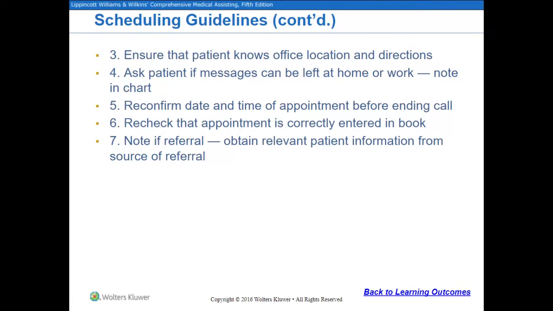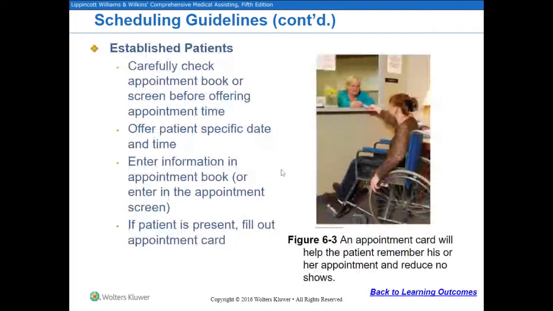Why? Because if we don't and that patient is seen, that insurance company may deny that claim, okay? And that means that the doctor won't get paid, okay? So we have to make sure that the referral is on file if they need it. Established patients. Established means that the patient has been seen before.